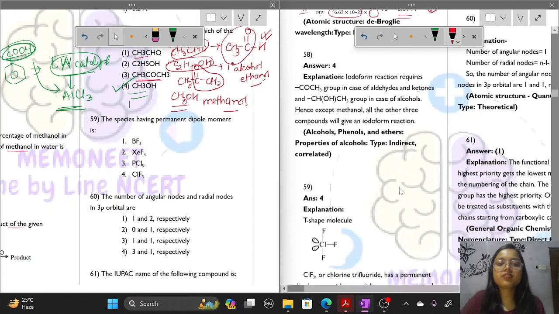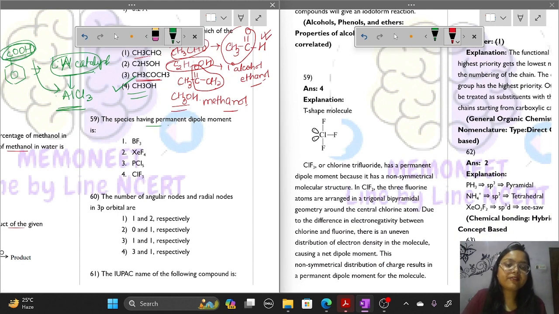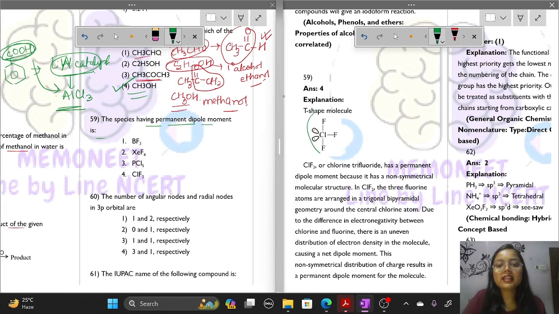Next question is question number 59. The species having permanent dipole moment is... Which species have the permanent dipole moment? So here ClF3. This molecule has the permanent dipole moment. Why? Because it is a non-symmetrical molecular structure. This is not symmetrical at all, and the atoms are arranged in trigonal bipyramidal geometry around the central chlorine atom.